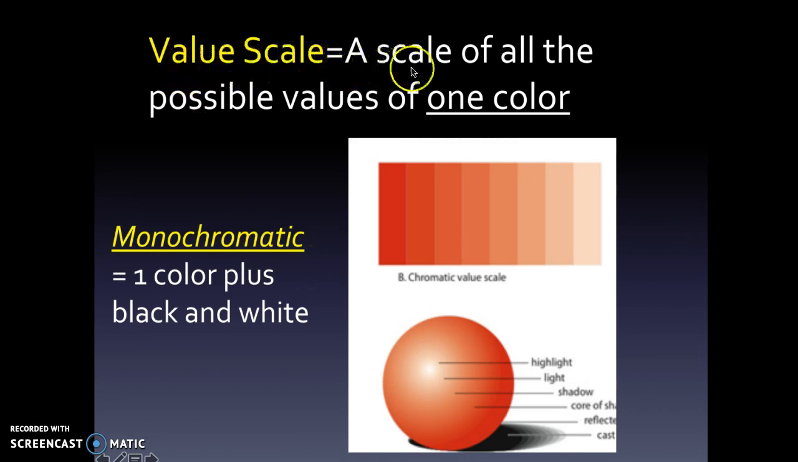A value scale, remember, just means a scale of all the possible values of one color from light to dark. So for our next project, we're going to be focusing on one color plus black and white. One color just means monochromatic. Mono means one, chromatic means color. So monochromatic is one color plus black and white. This sphere right here is monochromatic red. There's light values of red and dark values of red.